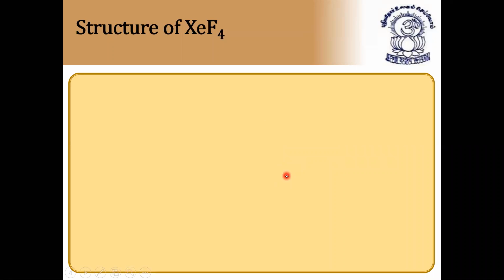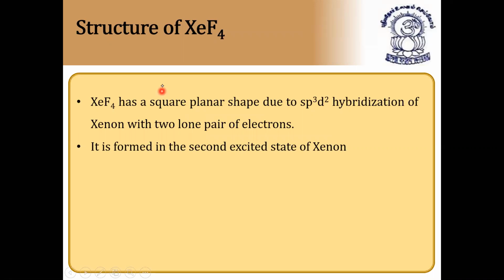Next, xenon tetrafluoride structure. XeF4 has these structures, they'll ask in the examination. XeF4 has square planar shape due to sp3d2 hybridization of xenon with 2 lone pairs of electrons. It is formed in the second excited state of xenon. So let us see the structure.